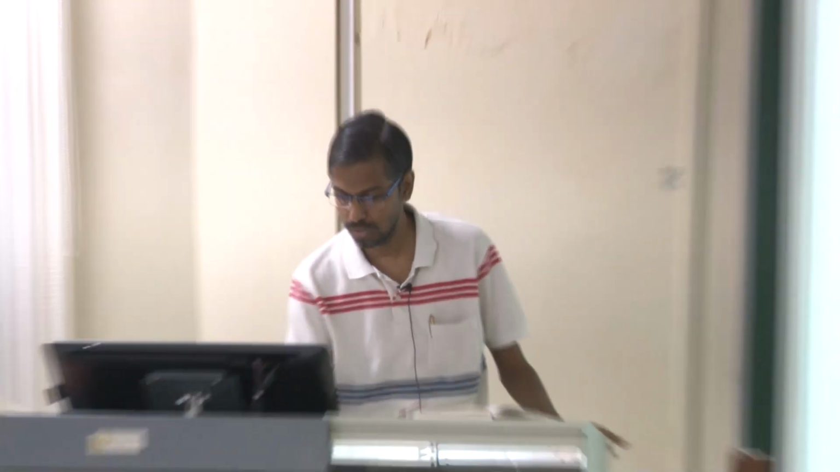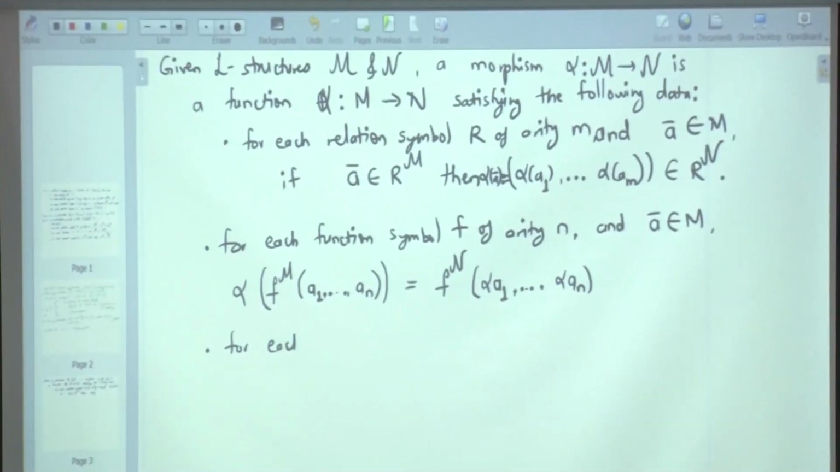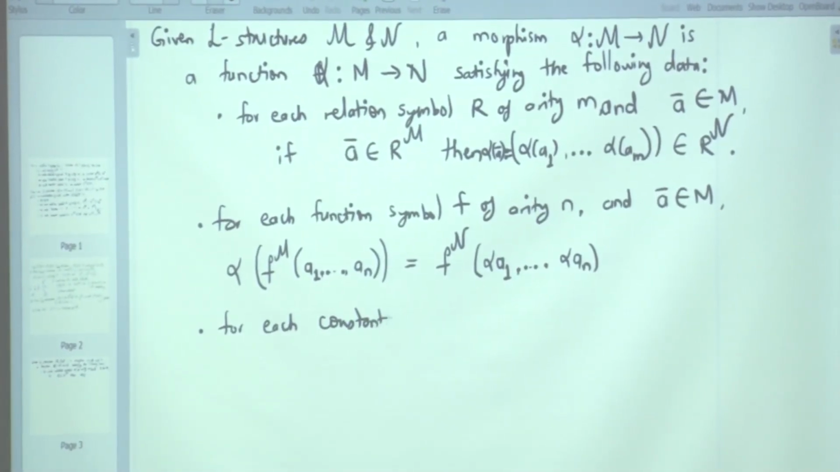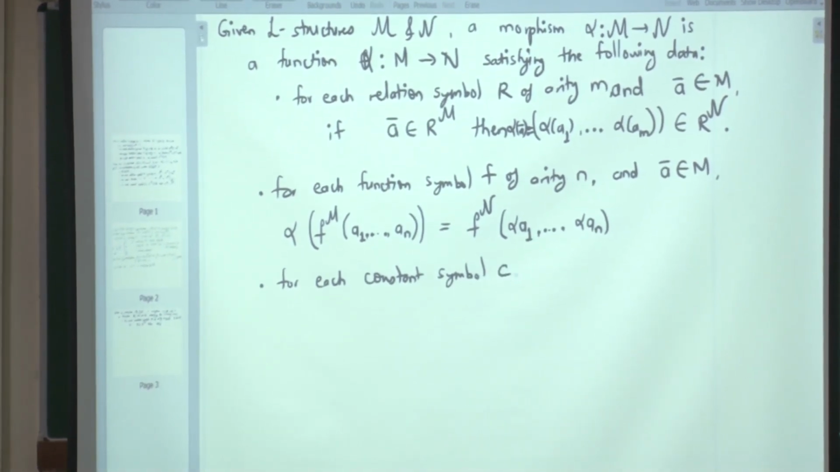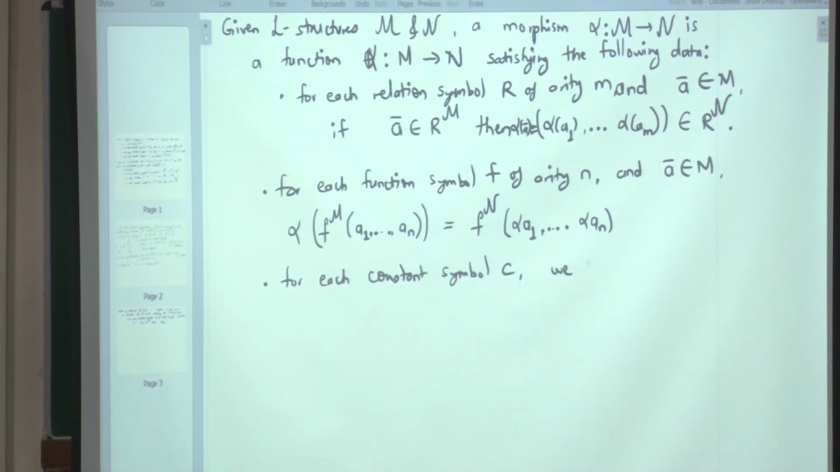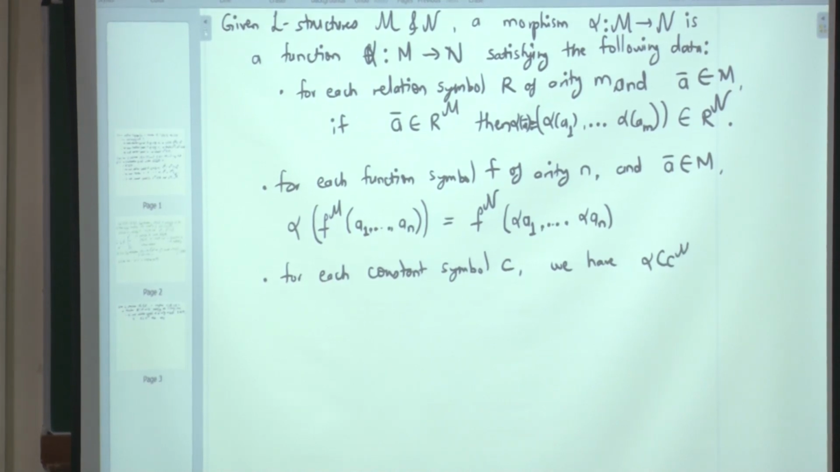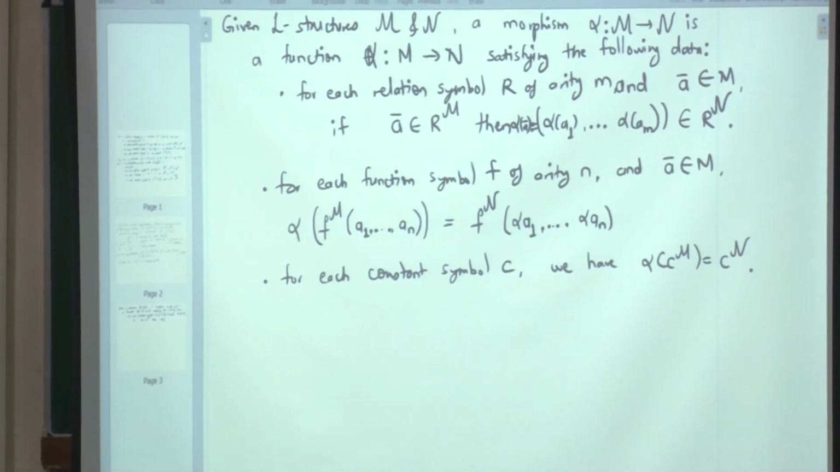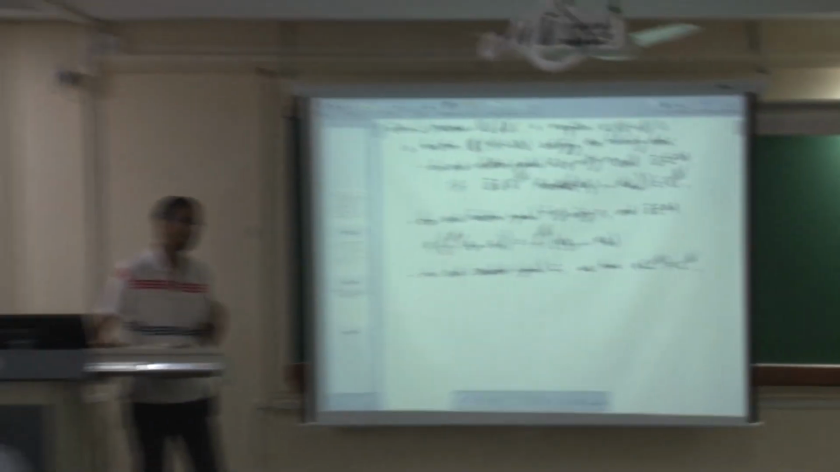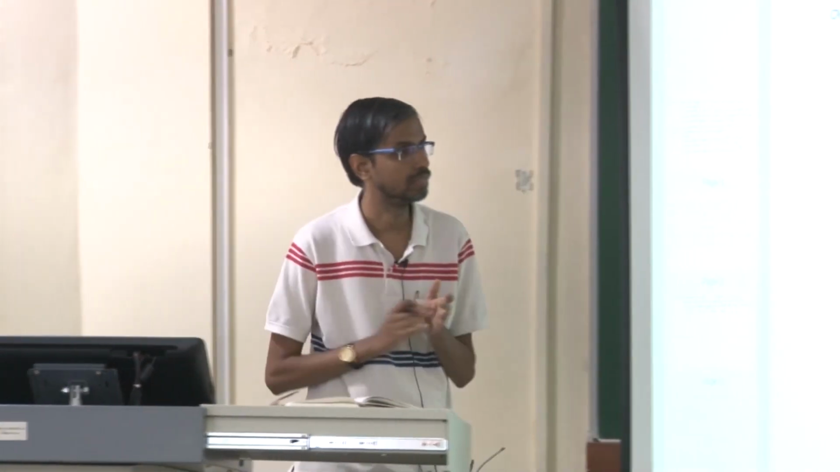And finally, what should happen for constant symbols? For each constant symbol c, we have alpha of c_M is equal to c_N. I mean, you also require that a vector space 0 is preserved by the linear map. Yeah, 0 maps to 0. Well, that's what we are saying here, right?